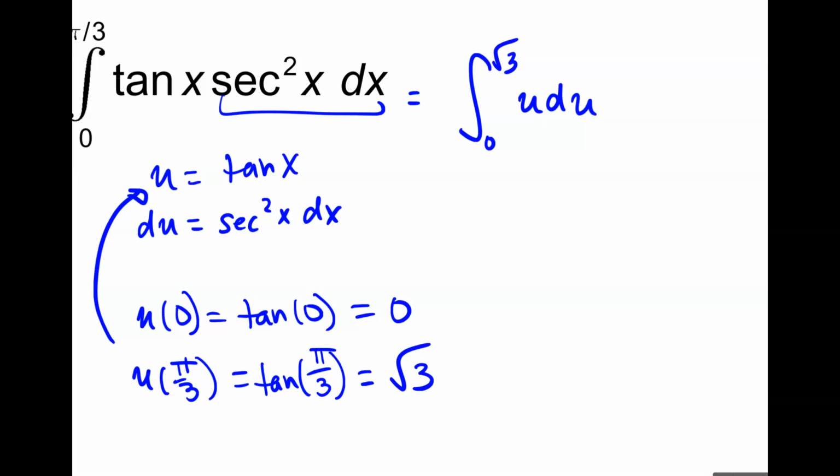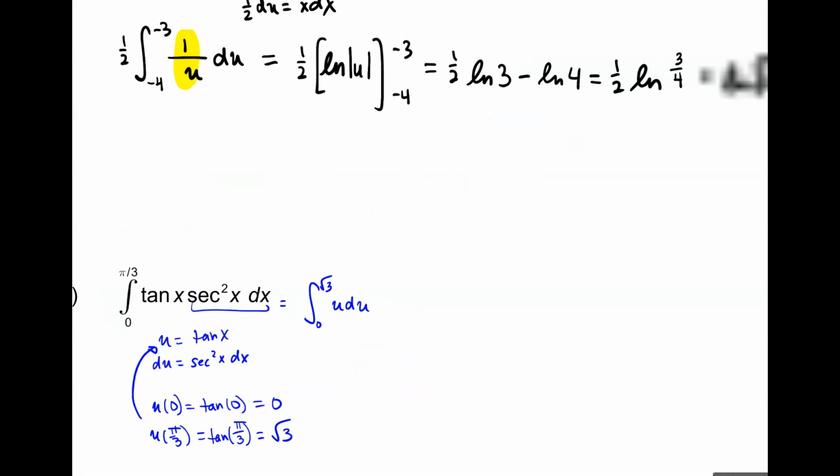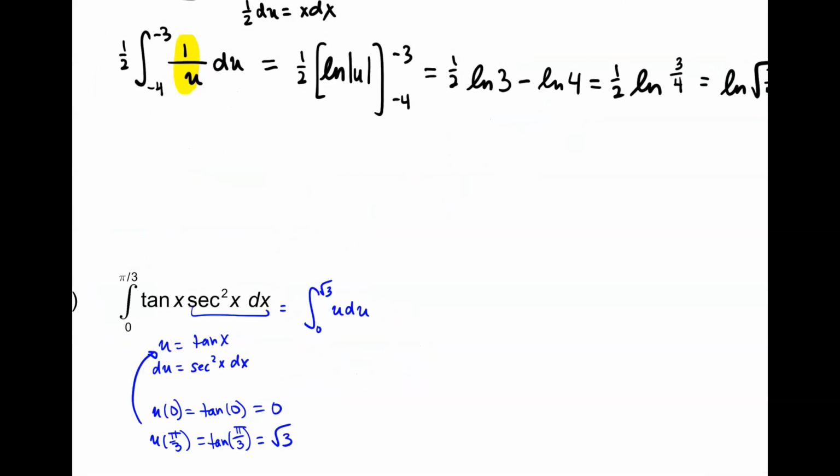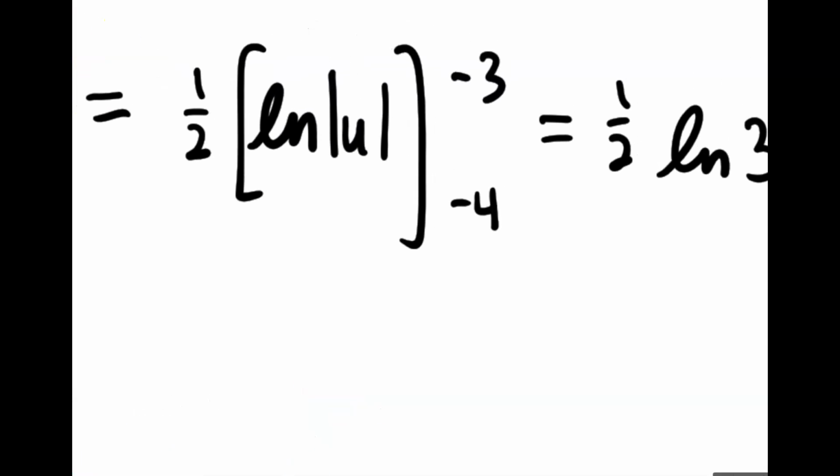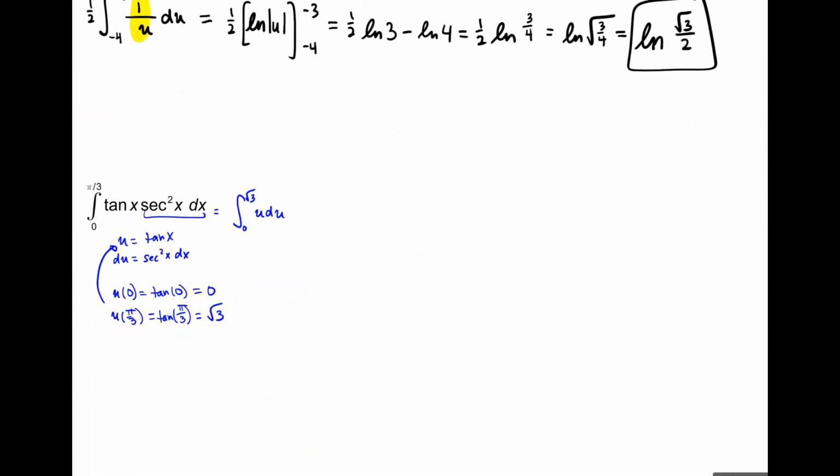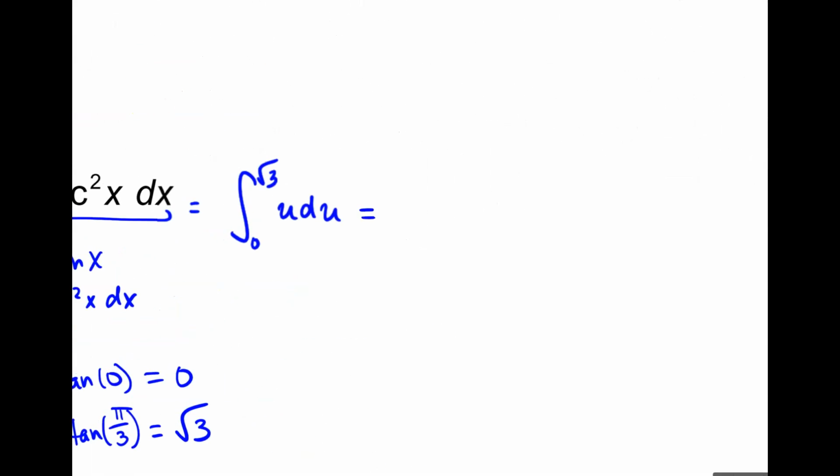One thing I forgot to note is that once you have it in terms of u, you change your bounds so they're in terms of u. So I don't have to go and plug back in my function. Now, you add 1 to the exponent, so u to the first plus 1. This is going to be u squared over 2, evaluated from 0 to root 3.